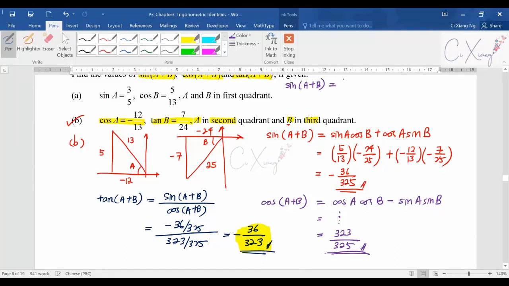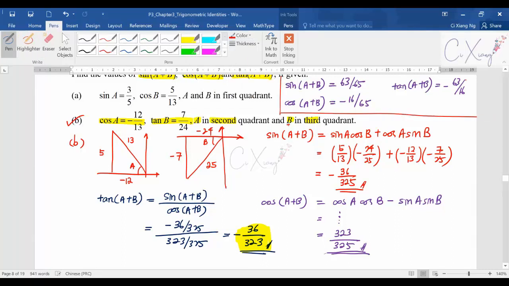The answer is 63 over 65. Okay, then cos(A+B): the answer should be negative 16 over 65. And after that for tangent, tan(A+B), the answer should be negative 63 over 16. So these are the three answers that you should get if you try it out on your own correctly.